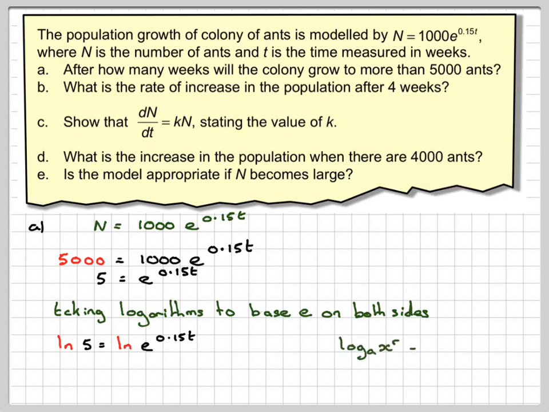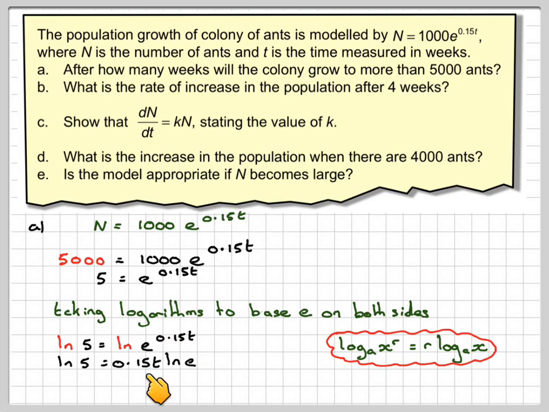Now applying a few rules of logarithms, we've got log to base a of x^r, which is what we've got here, is equal to r log base a of x. So I can take this power and put it down in front. We get ln 5 = 0.15t ln e. Now ln e is the situation where log to the base a of a is equal to 1, so this bit here is equal to 1. So we end up with 0.15t = ln 5.